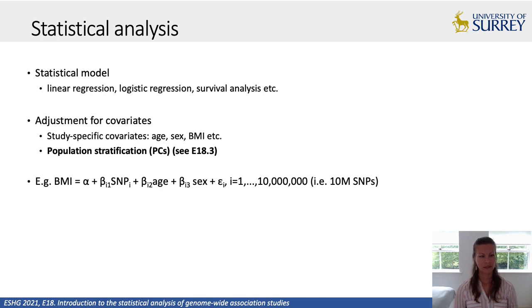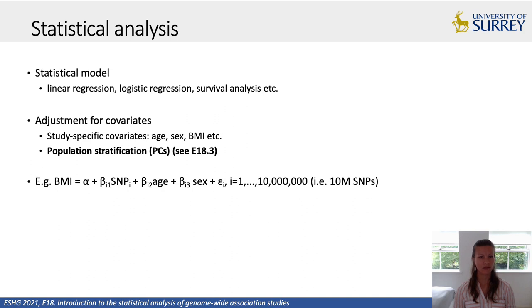The statistical model itself depends on the trait that you are studying. If you have a quantitative trait, you can do a linear regression, but if you are analyzing a disease phenotype, then you would obviously do a logistic regression, or you could do survival analysis and so on. As in any statistical modeling, we can adjust for covariates, and usually we have some study-specific covariates including age, sex, body mass index and so on. And one important covariate is the population stratification, and more about this on the third lecture.